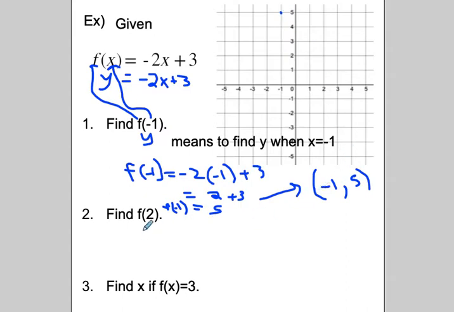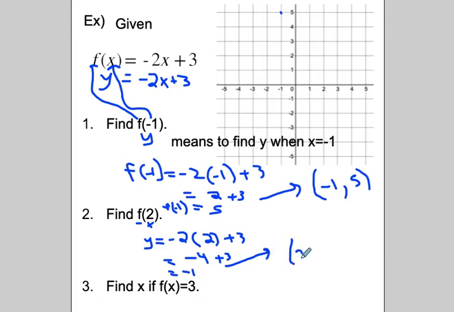So finding f of 2, well, that's the same thing as what we're going to do before. It's saying use function Fred and replace the x with a 2. So if you want to keep it as f of 2, you can do that. Otherwise, you can switch it to a y, and it's the same thing. But it's at a specific spot where the x is 2. So this ends up being negative 4 plus 3, which is negative 1. So what that means, again, is when x is 2, y is negative 1.